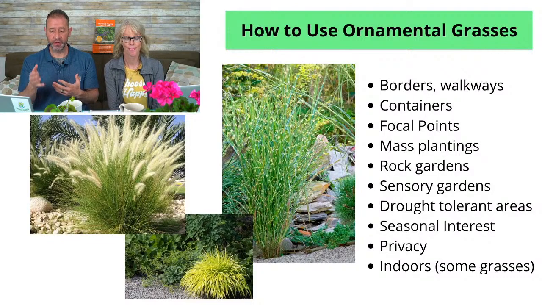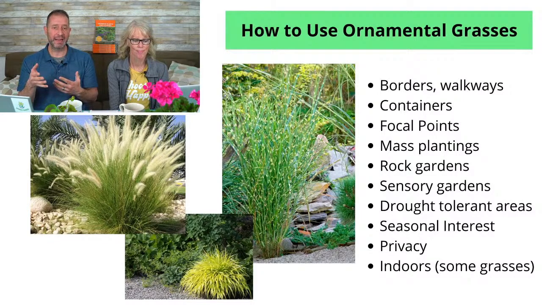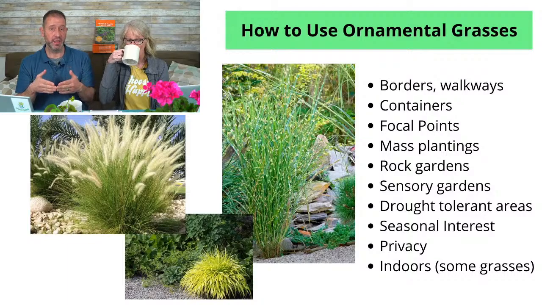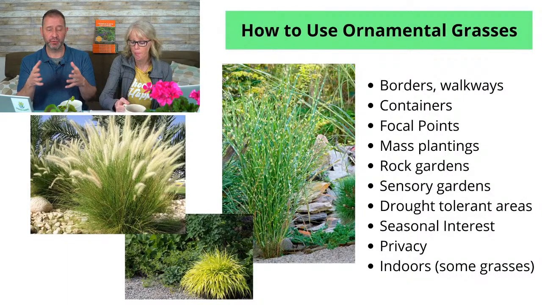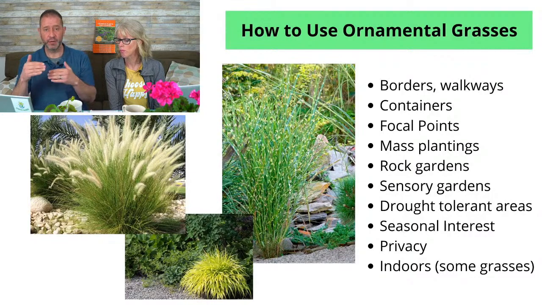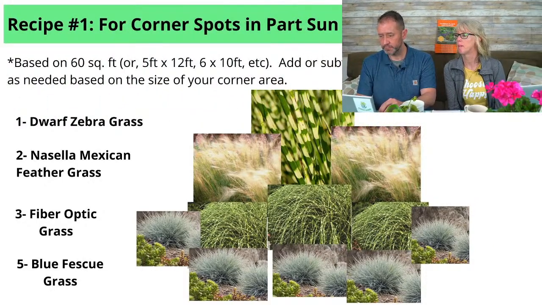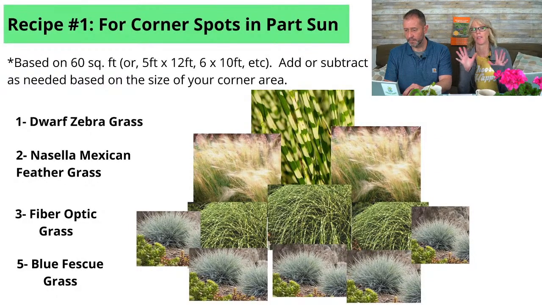The recipe that's coming up now is using grasses in a corner of your yard or on a property. It could be up against a fence. It could be just in an undeveloped corner, not with a fence behind it or around it, but just a corner of the property. So these were fun to put together, and there are so many variations to this. This is by no means the end-all be-all. So recipe number 1 is for a corner spot.